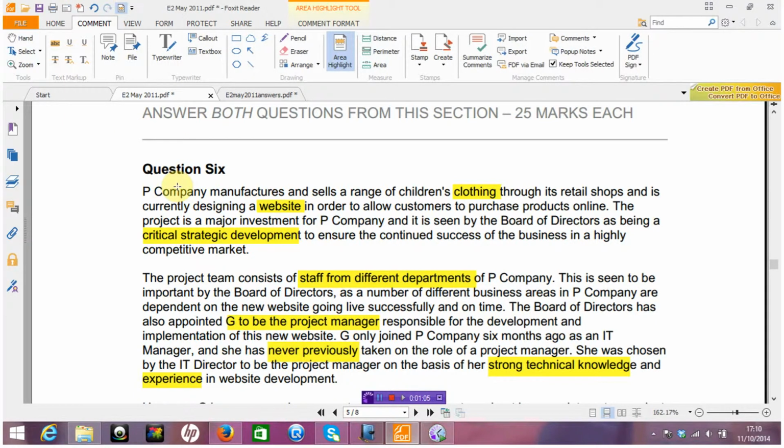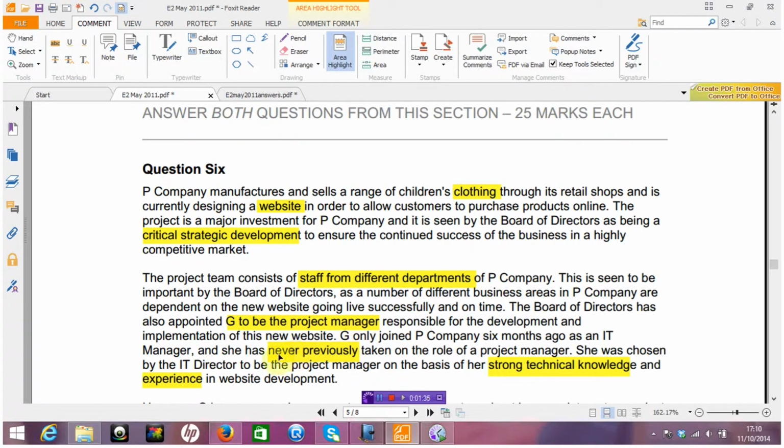So we've got P company, a clothing company, looking to introduce a website to allow customers to purchase their products online. Now this is a large investment, a major investment for the company, and it's critical in a strategic sense because the market is very competitive. Now what they've done in terms of the project team here is they're bringing in a cross-functional team, standard matrix structure, and they've appointed G as the project manager.